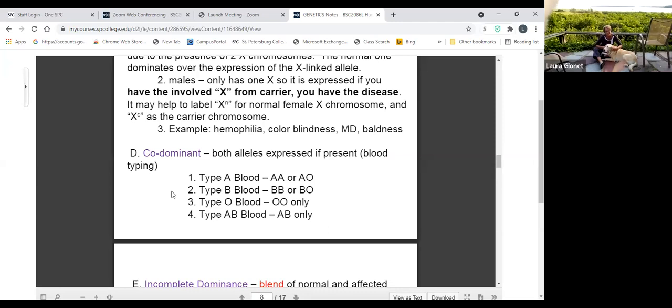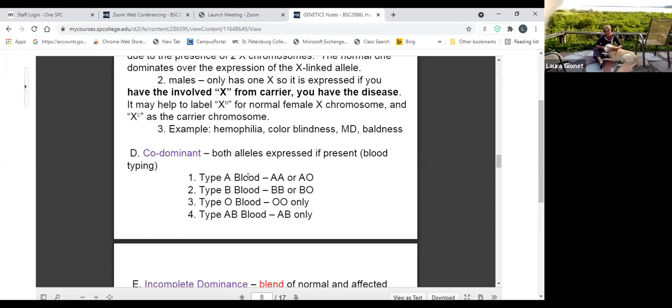So our example of a codominant inheritance pattern is blood typing, what determines the blood type in you. Both alleles are expressed if present. I'm going to show you the exact part that is considered the codominant part, and this goes back to a review of what it means to be blood type A, B, AB, and O.